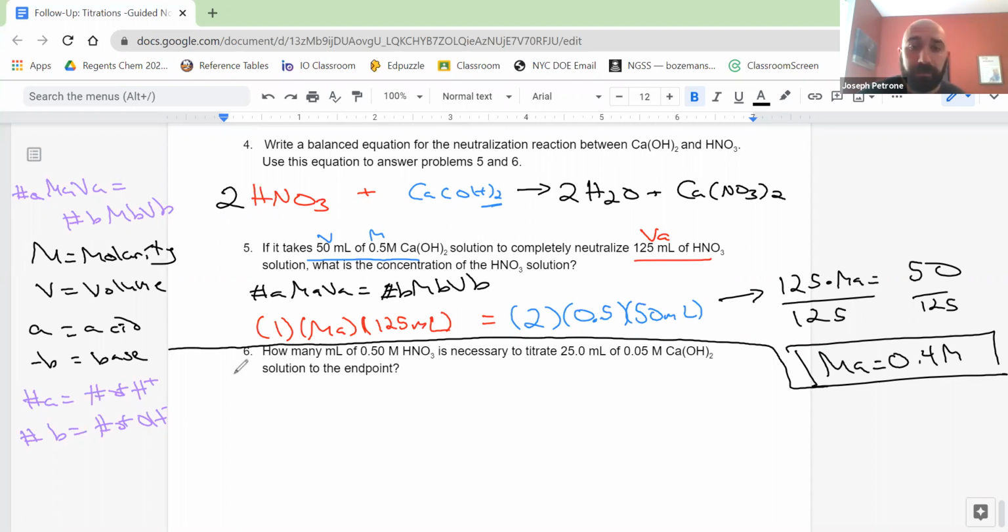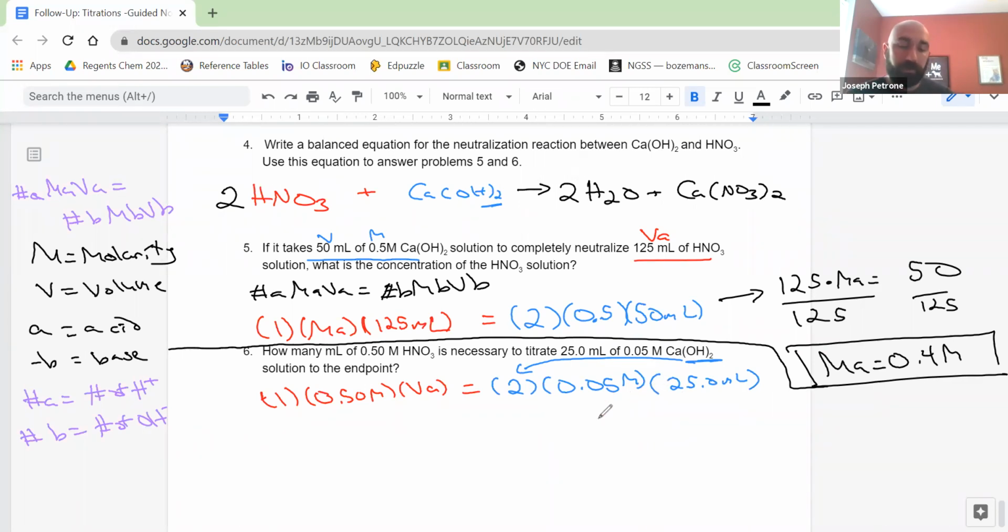So our acid, we have, once again, 1. We have our concentration this time, 0.50 molar. And we're looking for our volume. So VA is what we're solving for. That is equal to our base, once again, 2 for the 2 hydroxide ions. So that's what goes there. Our concentration is 0.05. And we had 25 milliliters of our calcium hydroxide.